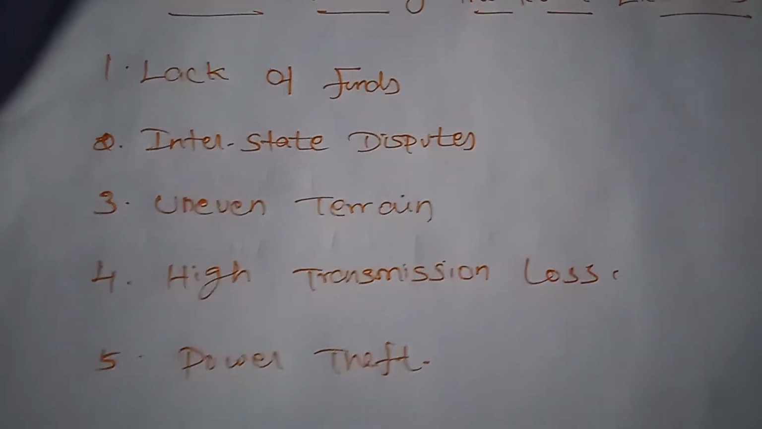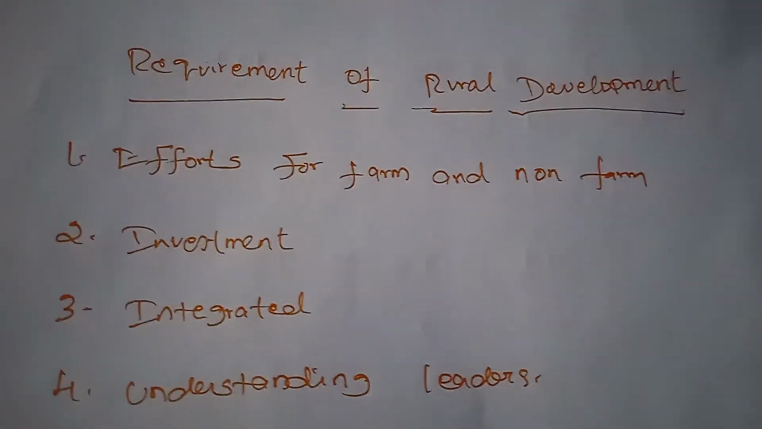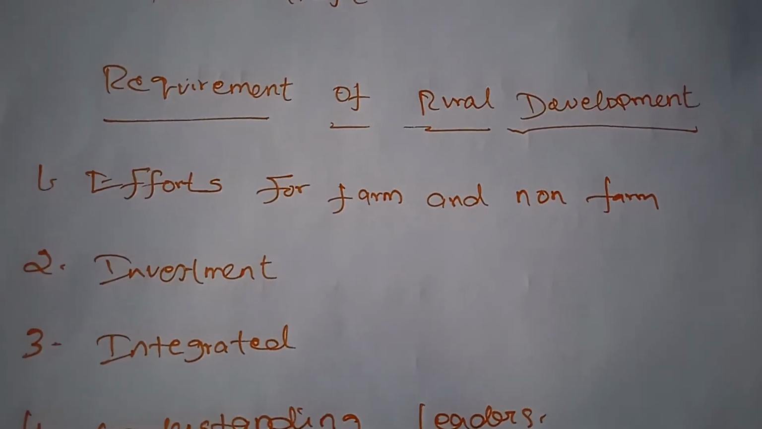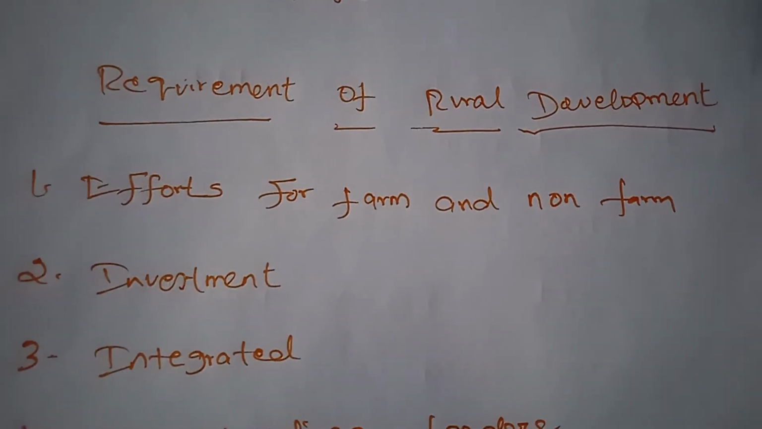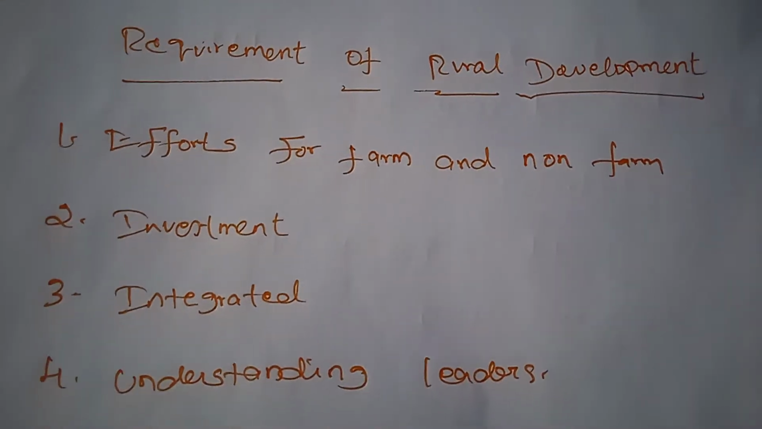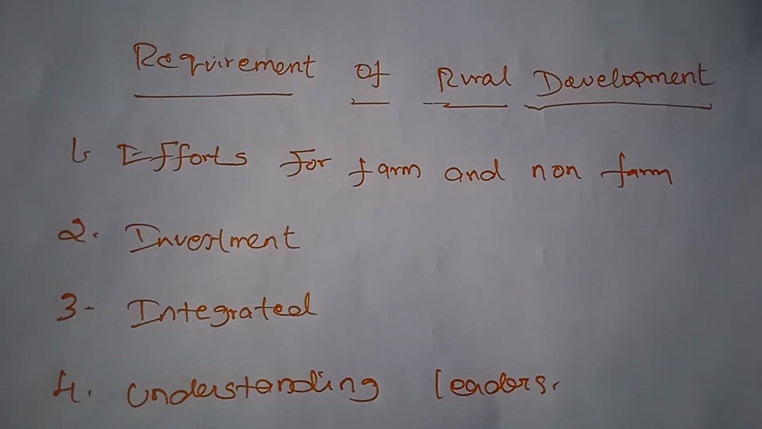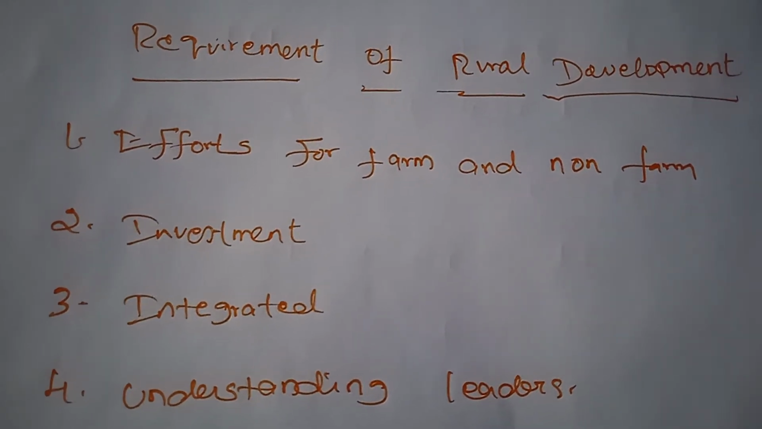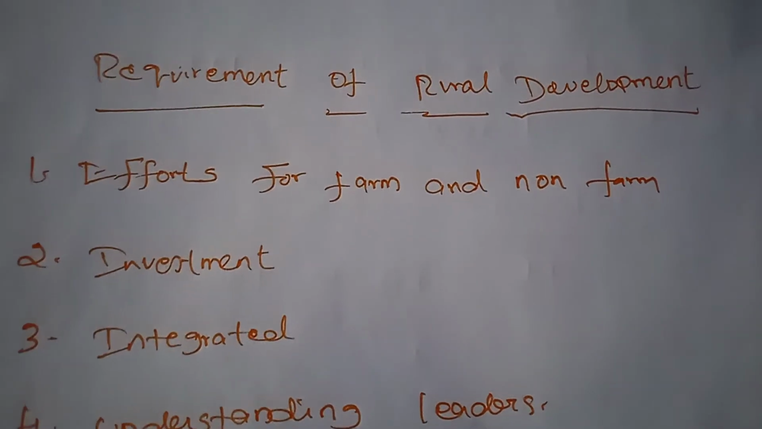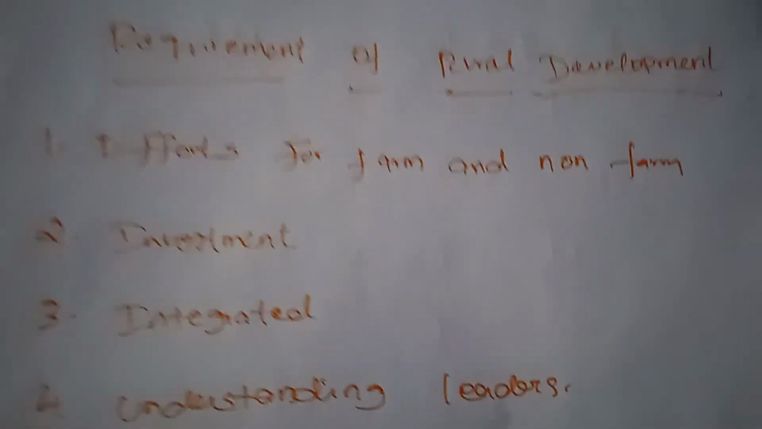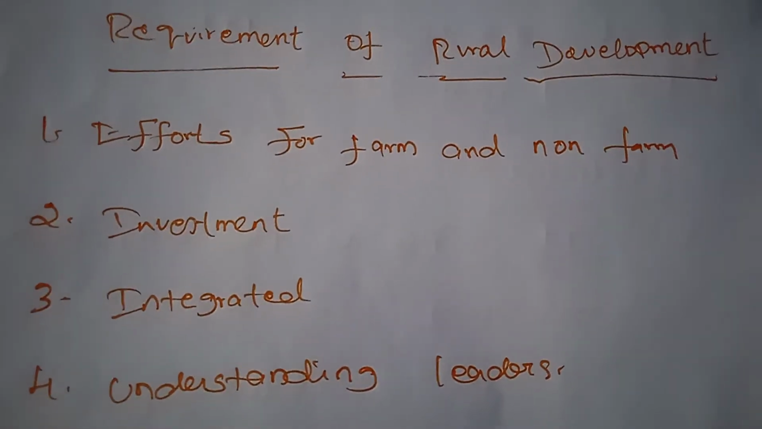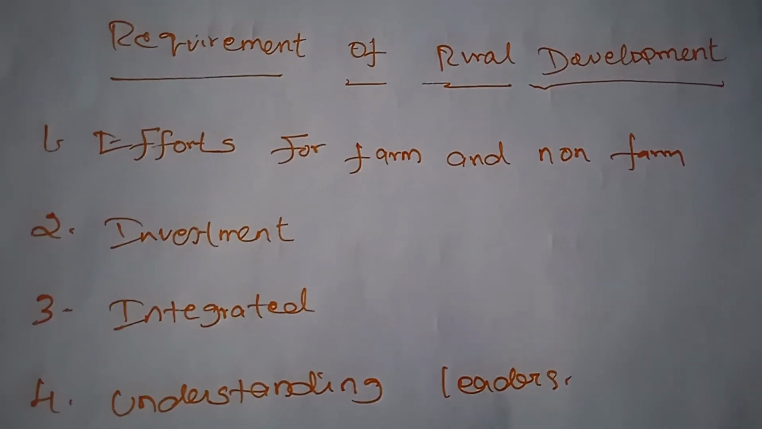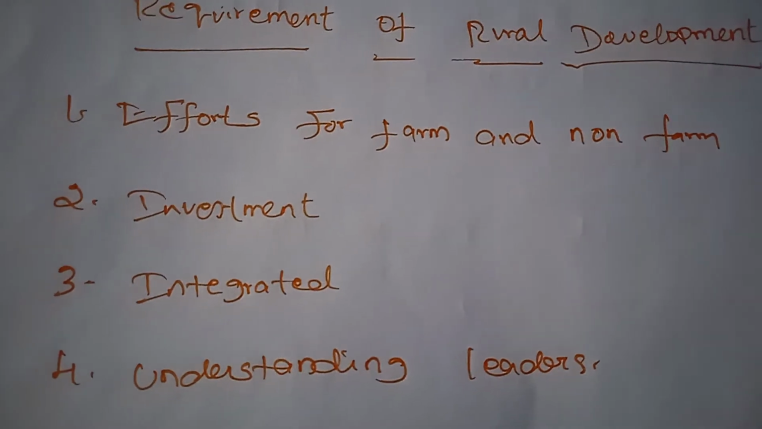Next, requirement of rural development. Why is rural development a must? Some requirements are there. First, efforts need to be made to raise farm and non-farm rural real incomes. Many farm and non-farm activities exist in these rural areas. So if the farm and non-farm organizations are improved, only then will the rural areas be developed.